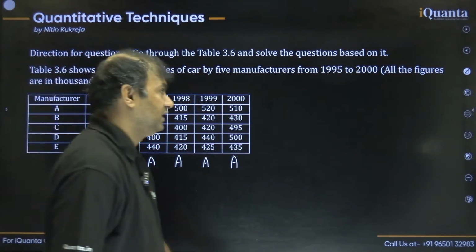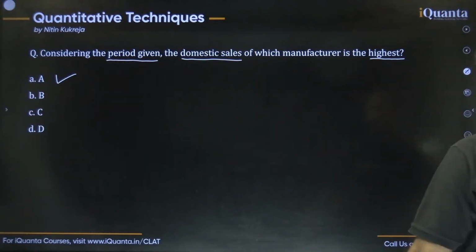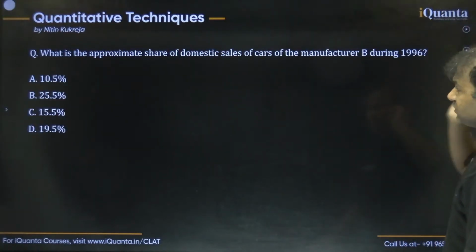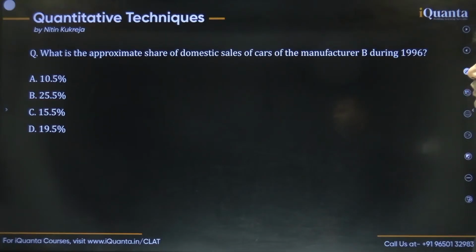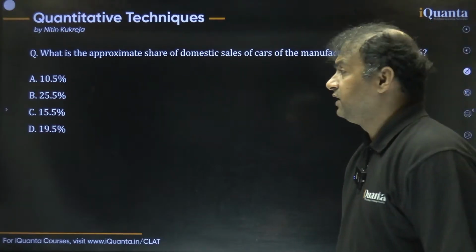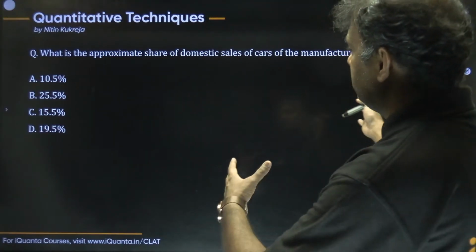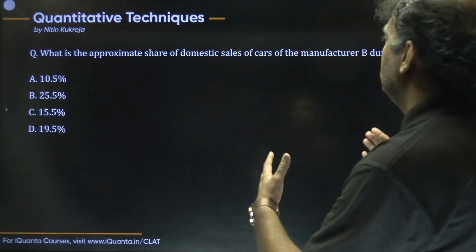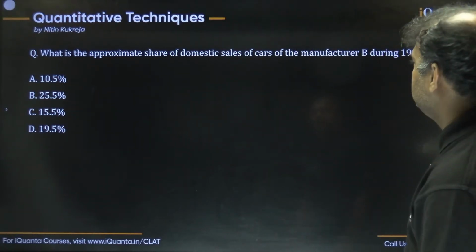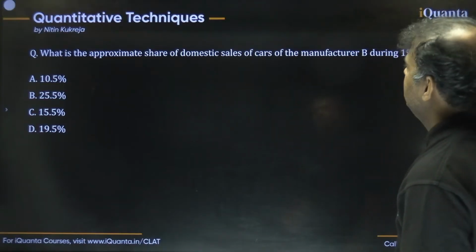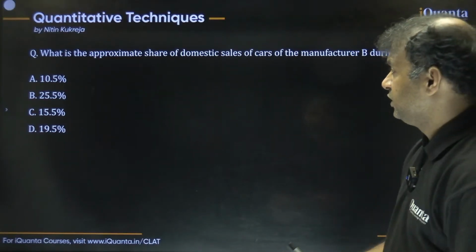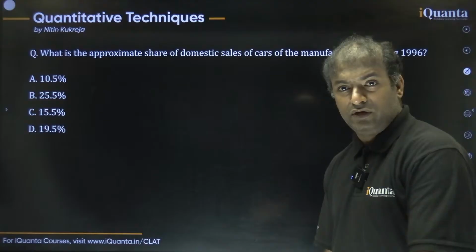Okay, let's move ahead. Now let's try question number 2. Here comes question number 2. That's also an easy one. It says, what is the approximate share of domestic sales of cars of the manufacturer B during 1996? Means we need to find that in 1996, what is the share of sales of the manufacturer B?